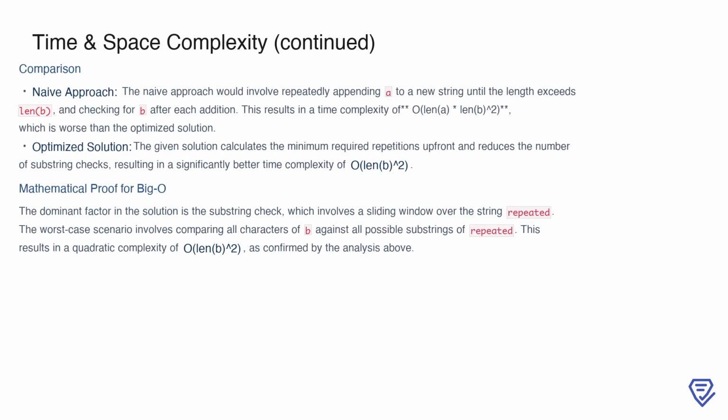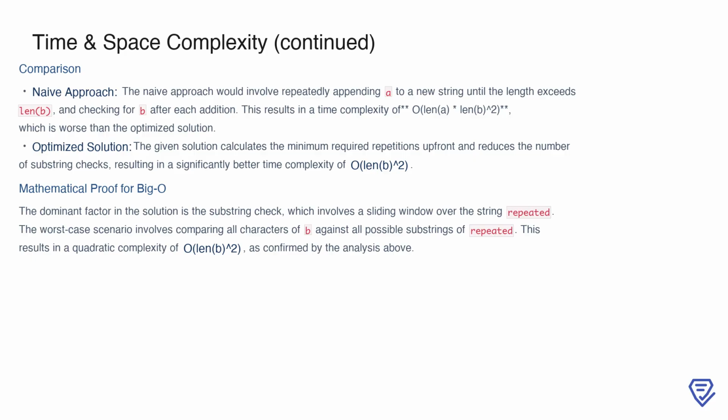To understand the advantage of the optimized solution, let's compare it with a naive approach. The naive method involves repeatedly appending A to a new string until its length exceeds len b, and checking for the presence of B after each addition. This results in a much higher time complexity of len a * len b squared due to the repeated concatenations and substring checks. In contrast, the optimized solution calculates the required repetitions upfront, significantly reducing the number of substring checks.